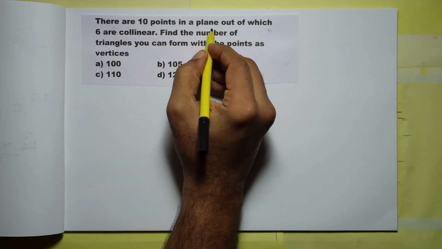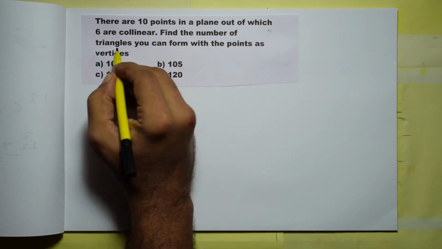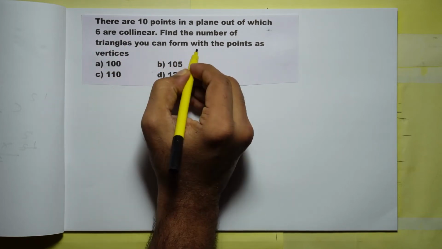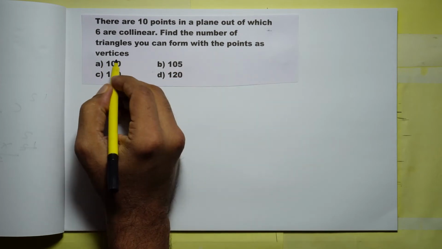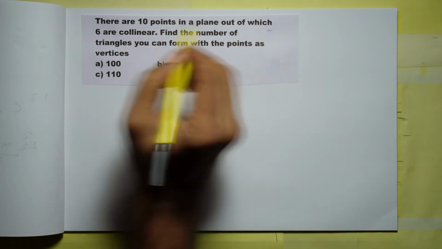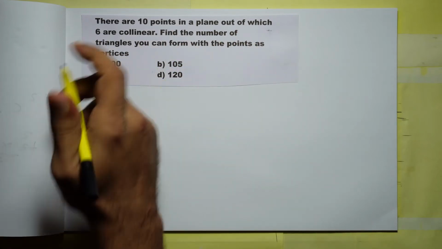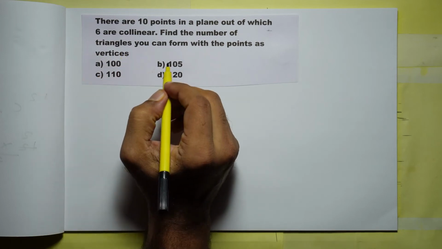There are 10 points in a plane, out of which 6 are collinear. Find the number of triangles you can form with the points as vertices. Now altogether 10 points are there, out of which 6 are collinear, and we need to find out the total number of triangles that can be formed.